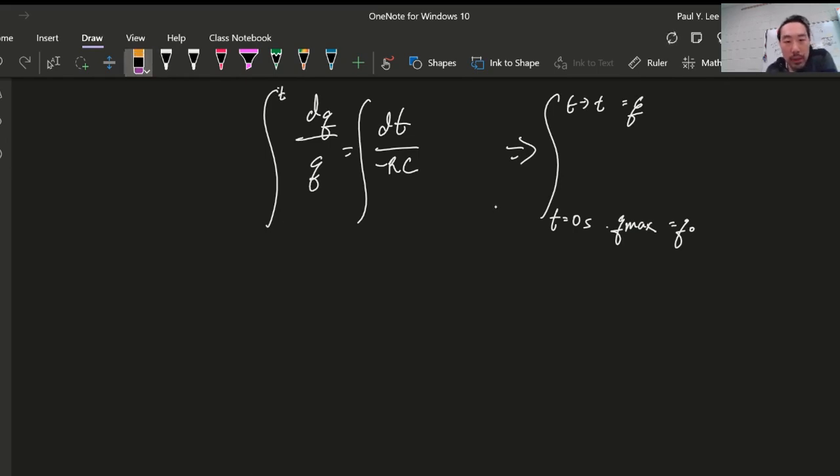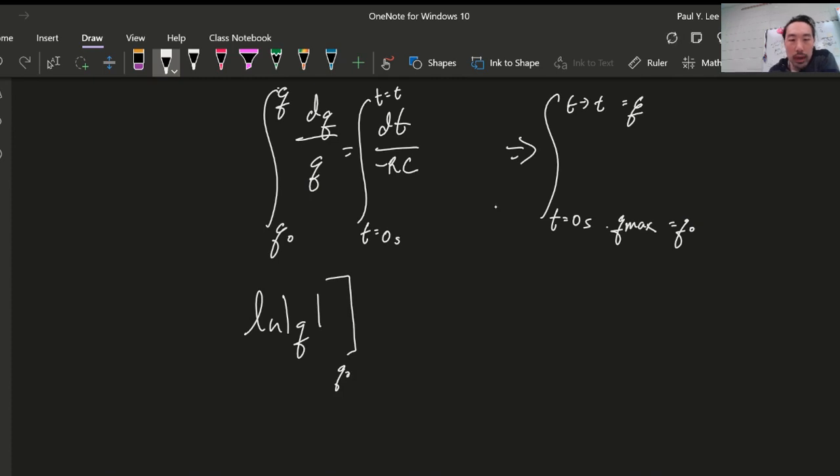Excuse me. This should be charge. So this should be Q initial for Q max and some amount of Q later. And over here we have t from 0 seconds, and here we just have t seconds. So when we take the integral of both sides, we get the natural log of Q, and our bounds are Q initial and just Q, as in Q final, which is equal to negative 1 over RC, and then we get t minus 0, so I'm just going to write that as t, like so.